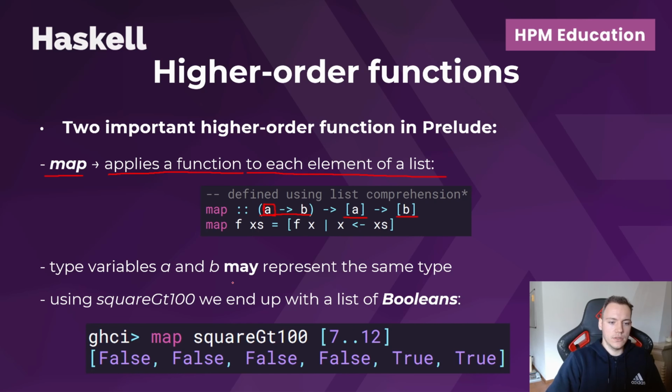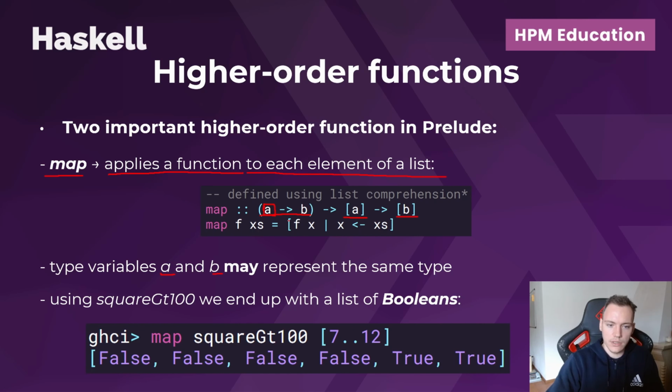Of course, type variables A and B may represent the same type here because there is no class constraint, but it's just defined as polymorphic because we could go from, for example, a function could take in a number and return a string, and then if we apply this function to each number in the list, we would get back a list of strings. So the types could be different, but again, could be the same.